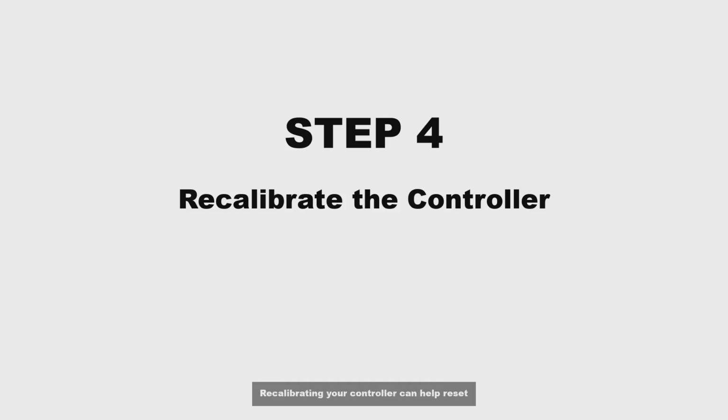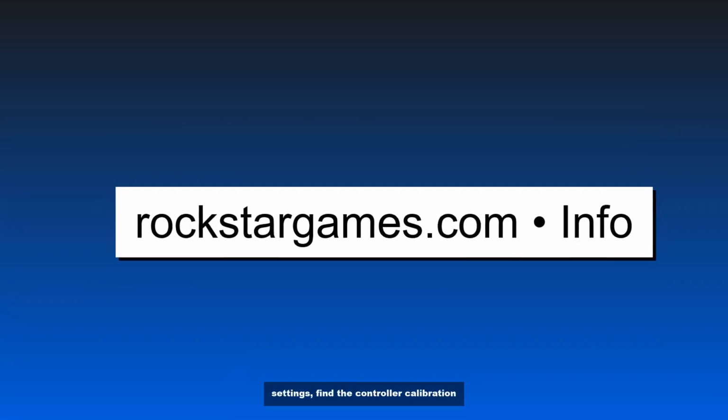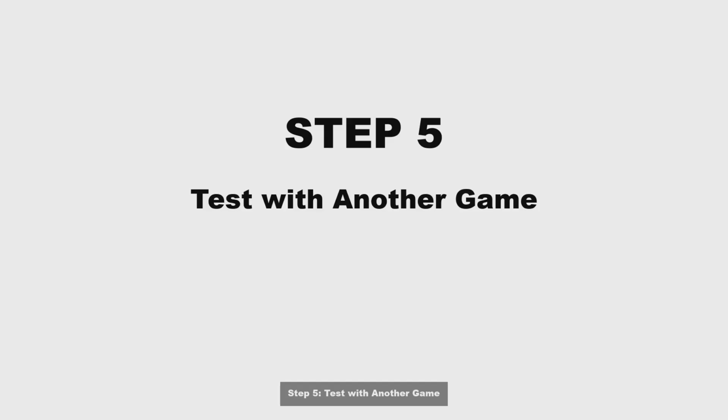Step 4. Recalibrate the controller. Recalibrating your controller can help reset any drift issues. Go to your console or PC settings, find the controller calibration option, and follow the prompts to recalibrate.